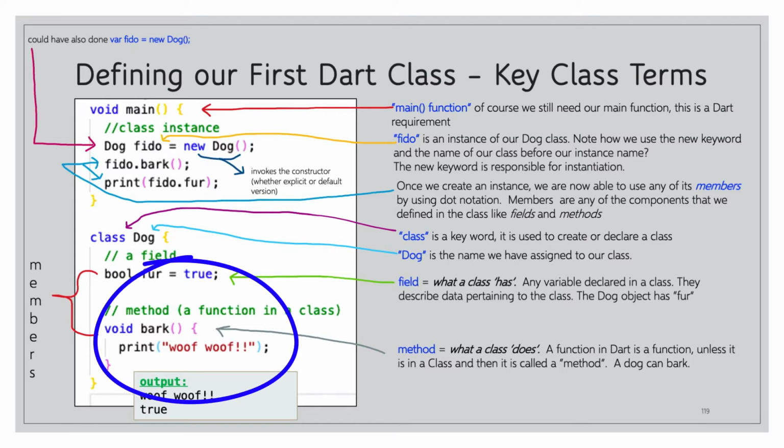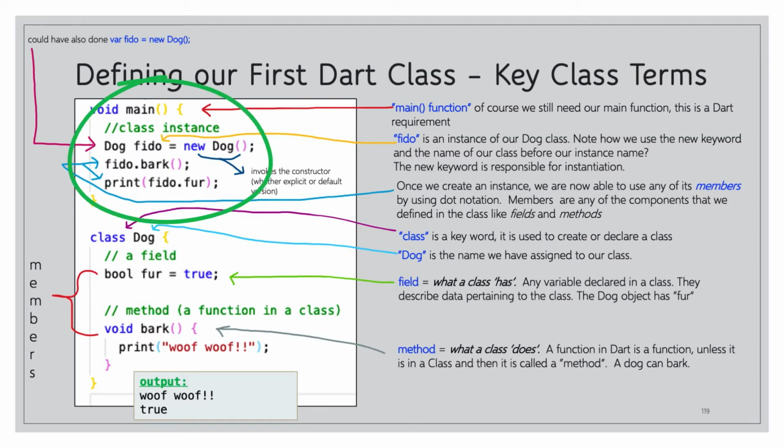Here we have a method. You'll notice it just looks exactly like a function, because it is. It's what a class does. A function in Dart is a function, unless it's in a class, then it's called a method. A dog can bark. So now we have instantiation.